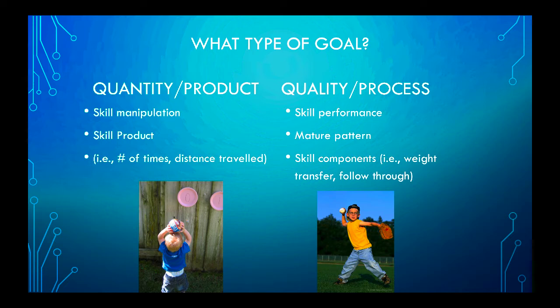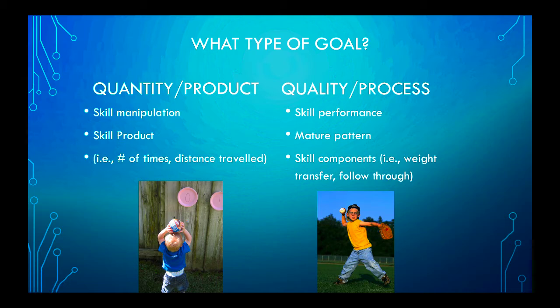So what type of goal should you write? Well, since many of you have been writing objectives for your assessment sheet for the MDC, you know that we've already talked a little bit about this. Many of you are writing based upon quality and process. So how is the individual or student actually performing this skill? What's their performance level? The goal is then to get them to perform the skill at a mature pattern. So we're breaking down that motor skill into components.